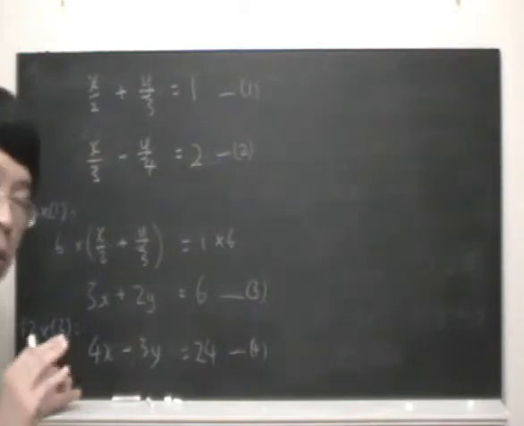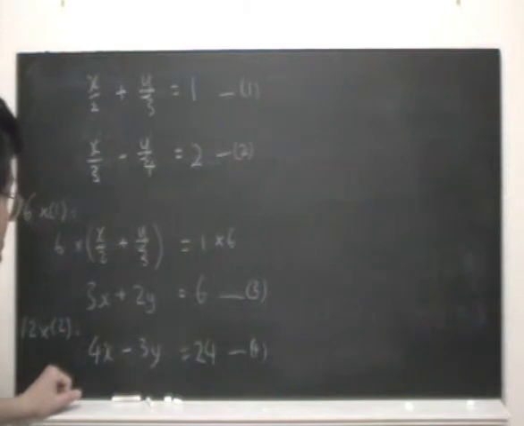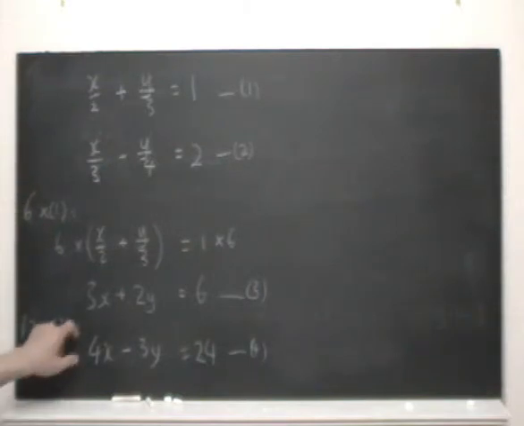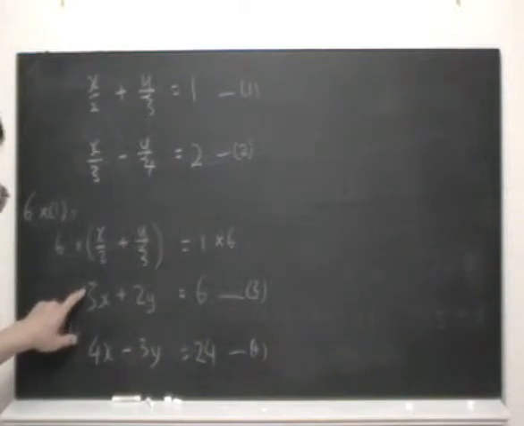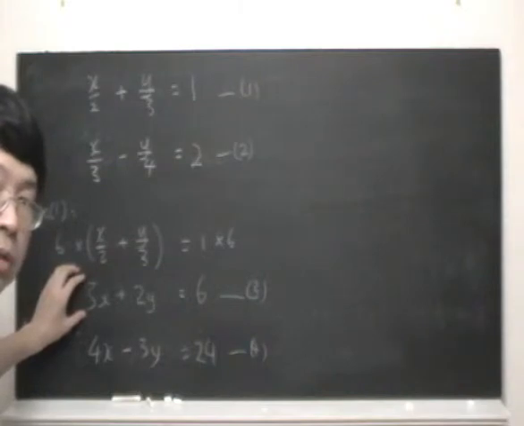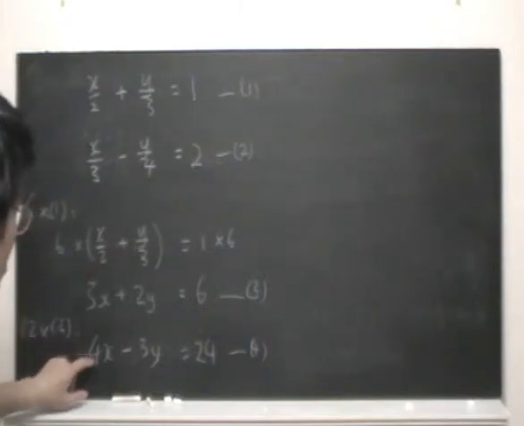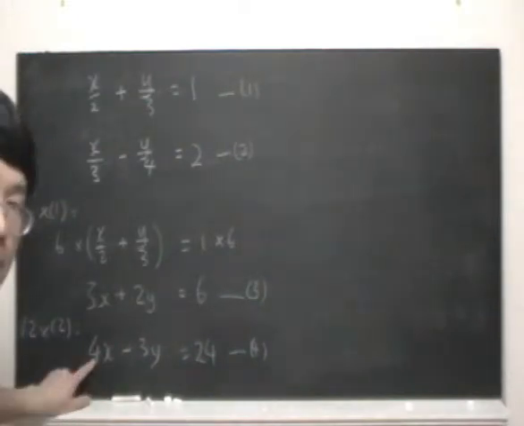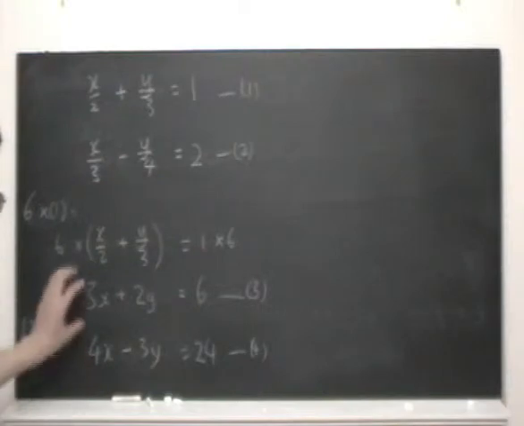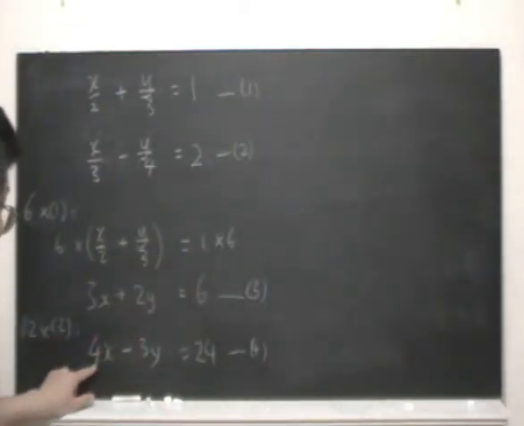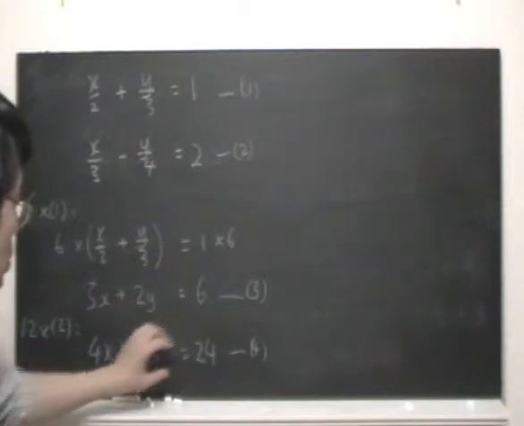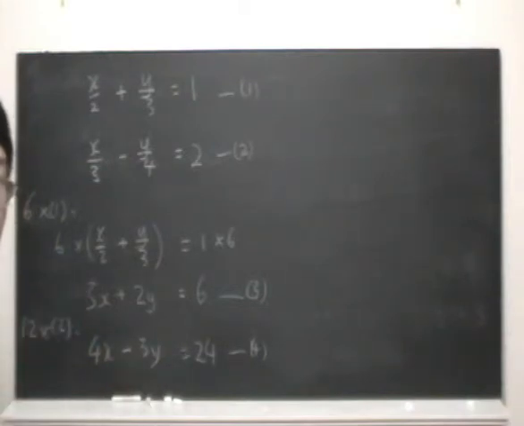So one simple way to make them the same is to multiply each equation by the number in the next equation in front of the x. Meaning, multiply this equation by 4 and multiply this equation by 3. Now let's try it and see why it works.